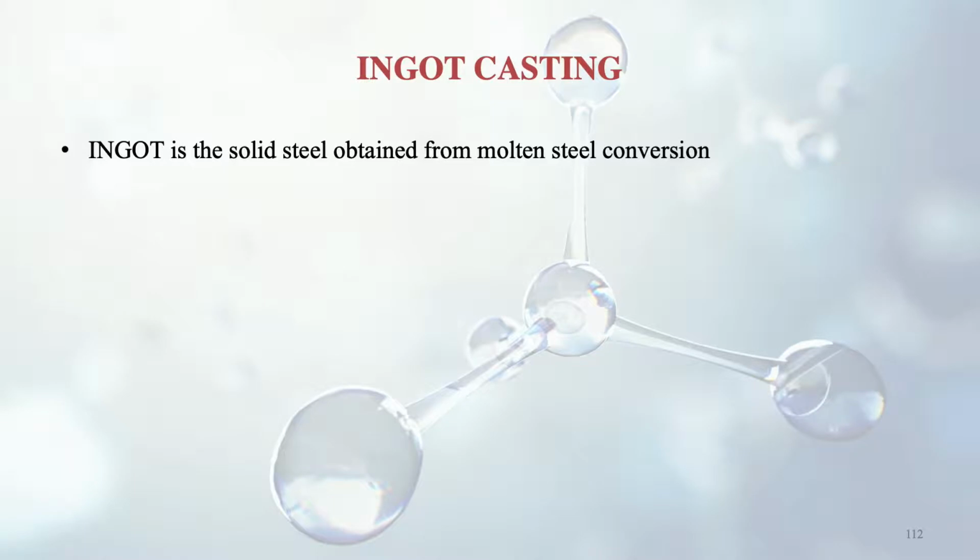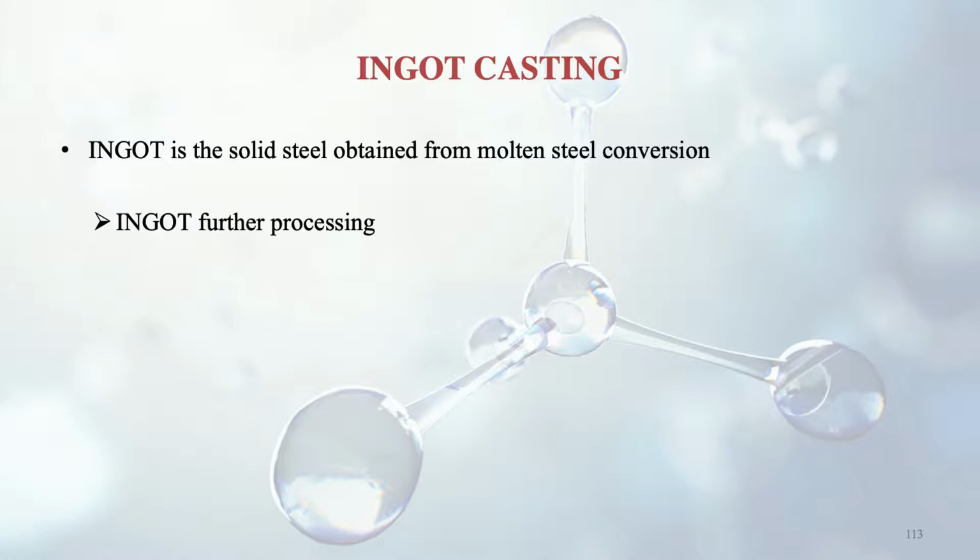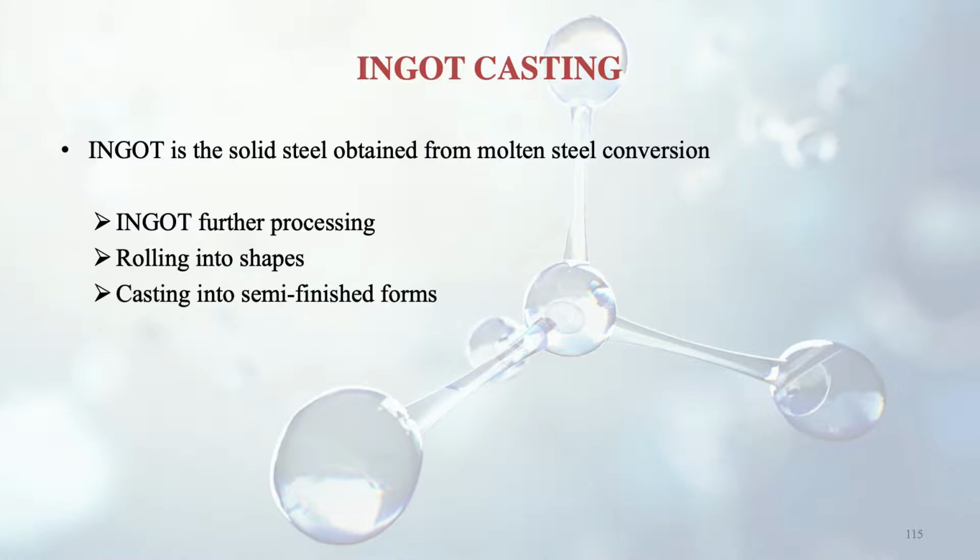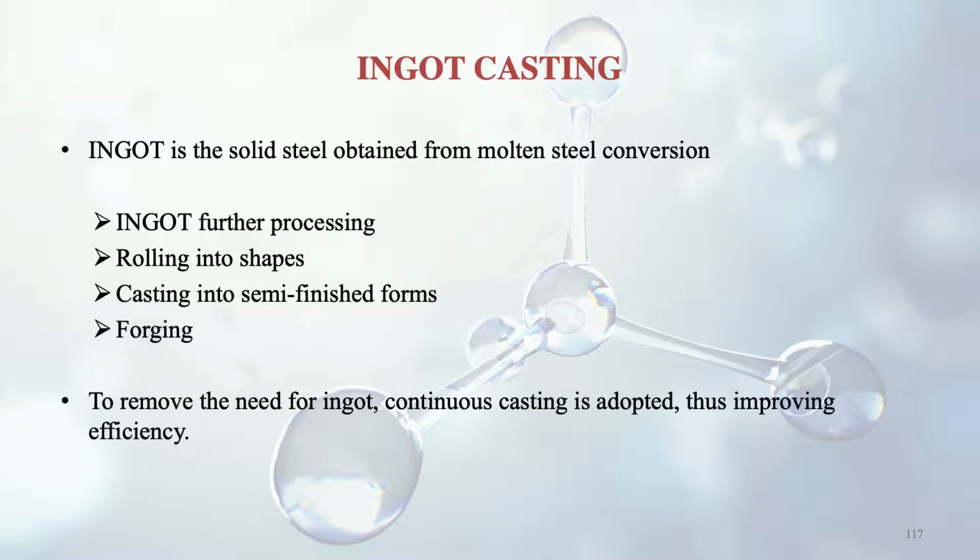Further we move on to ingot casting. First of all, what is an ingot actually? Ingot is the solid steel obtained from molten steel conversion. So it's the solid product that is obtained from the molten steel conversion. Ingot further processing happens and it is rolled into shapes and cast into semi-finished forms, and forging also takes place. To remove the need for the ingot, continuous casting is also adopted and it improves the efficiency. We shall discuss it later.